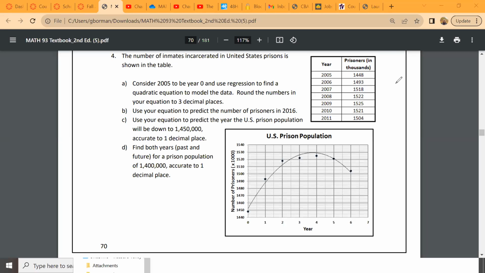And look at this. It's the same data from section 2.2. So I've already got it in my calculator. You probably don't, but that's okay. I can live with that. So the number of inmates incarcerated is the same as in the last problem. Once again, year number zero, this time 2005 is year number zero.